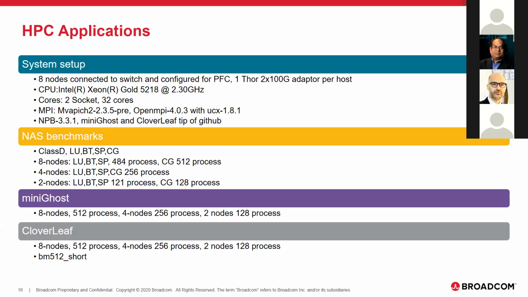For 4 nodes, the number of processes is 256 for each test, and for 2 nodes it is again LU, BT, SP at 121 processes and CG at 128. Similarly, MiniGhost has been run for 512 processes on 8 nodes, 256 processes on 4 nodes, and 128 processes on 2 nodes. For CloverLeaf, we have used the BM512 short problem size, which on average takes around 2 minutes of runtime. So this is all about the setup. If we can move to the next slide.